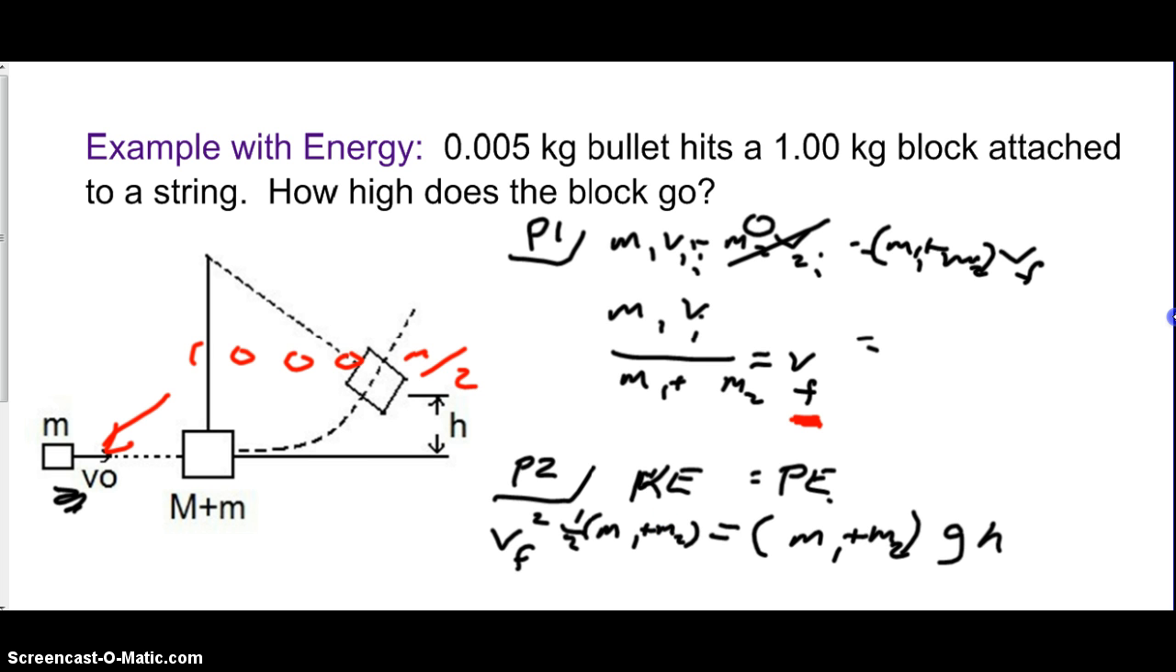Now you could also go about this using the initial velocity of the bullet to figure out how high this goes, but in this case I just wanted to show you that you could combine these two things. And I will leave this as an exercise for you to do. Hopefully that makes sense. Please email if it doesn't. That was our lecture on inelastic collisions, and I will talk to you later.